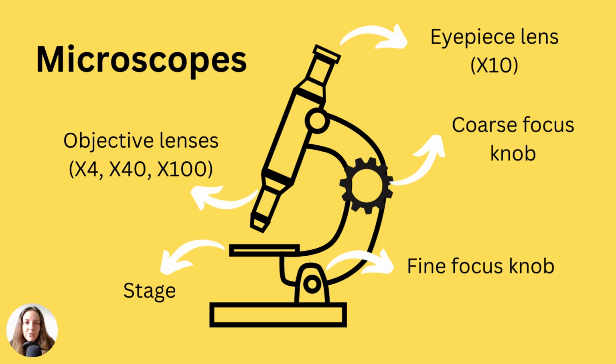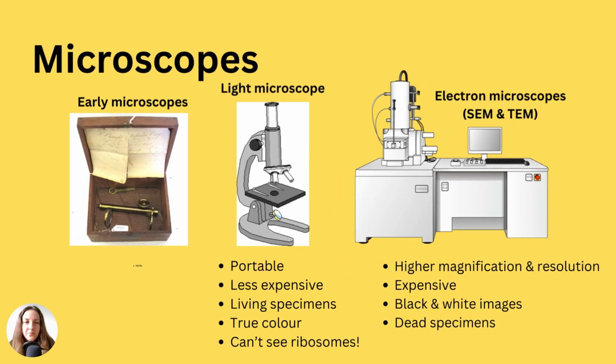The stage itself is used to place the object we are looking at on so that it doesn't move around too much. And the coarse and fine focus knobs are used to clarify the image and produce a clear, crisp image as well. Below the stage, you'll find a light source which can be used to shine light through the object we're looking at. And that's why anytime you use a microscope, the actual object you're looking at has to be very, very thin so that light can actually pass through it.